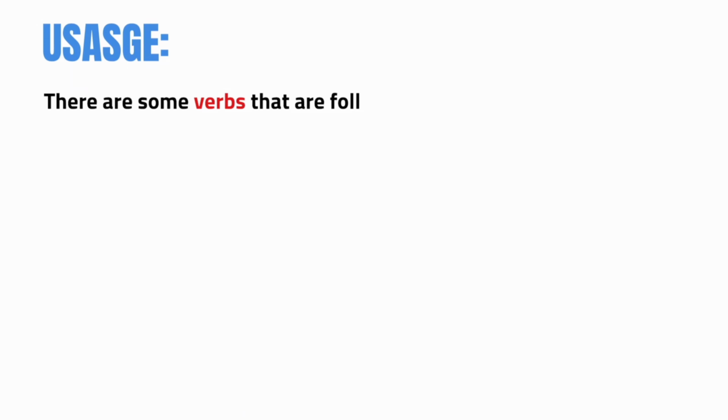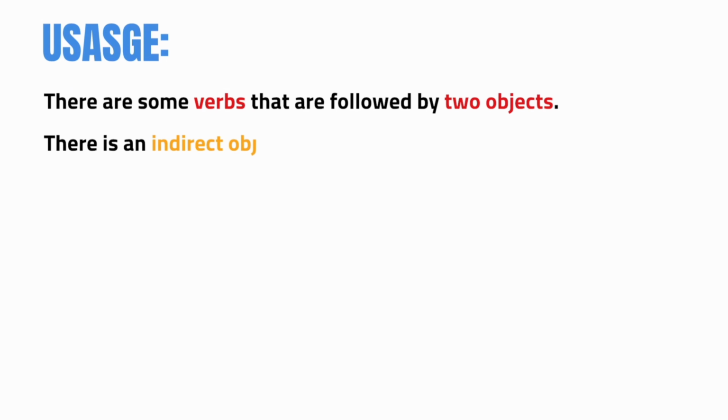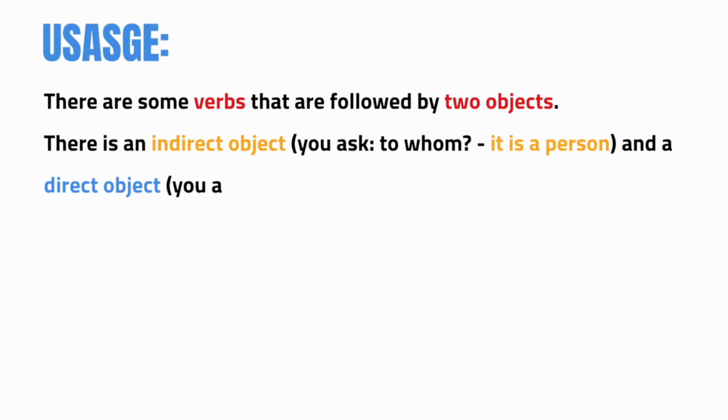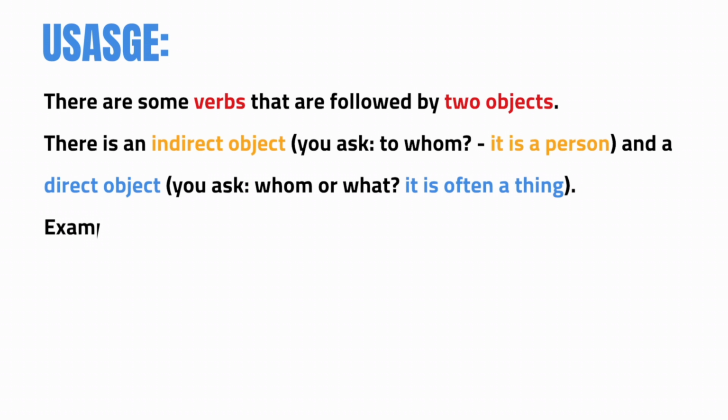This video is about verbs with two objects. First of all, let's talk about the usage. There are some verbs that are followed by two objects. There is an indirect object, you ask to whom, it's a person, and a direct object, you ask whom or what. It is often a thing.